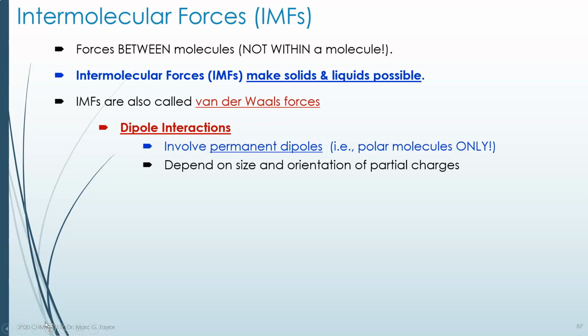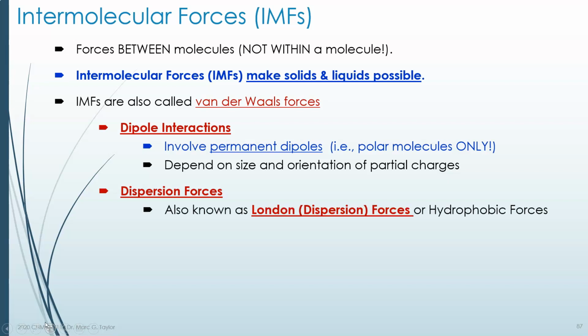Water, for instance, ammonia, NH3, these are permanent dipoles because they're always polarized. There's always a part of them that's partially positive and always a part that's partially negative. And the interactions between these will depend on how big the molecules are and how they're oriented. You want the positive part of one molecule being near the negative part of the other so they attract one another. The other type of van der Waals force, or intermolecular force, IMF, are called dispersion forces.